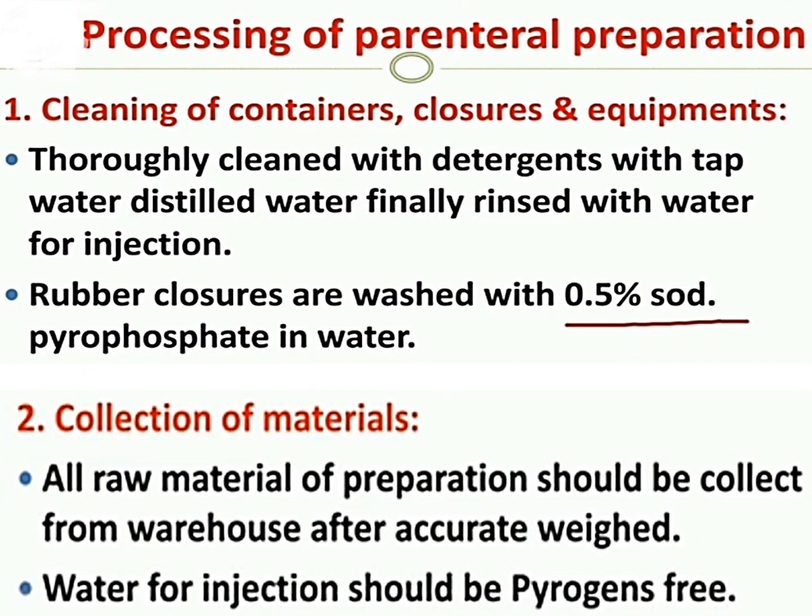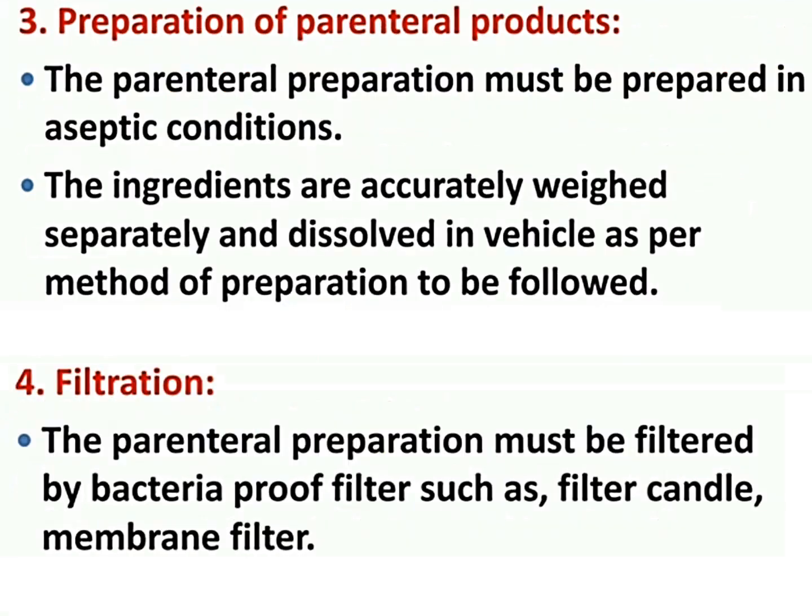Now processing of parenteral preparation, how they are processed and prepared. Cleaning of containers and closures should be done. Rubber closures are washed with 0.5% sodium pyrophosphate in water. This is mandatory for the procedure. Collection of material: all the raw materials should be collected from the warehouse after accurate weighing, and water for injection should be pyrogen free.